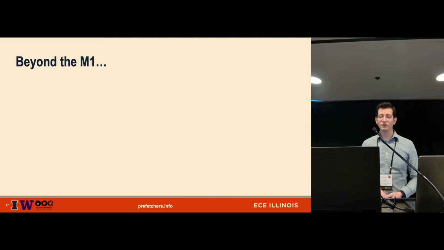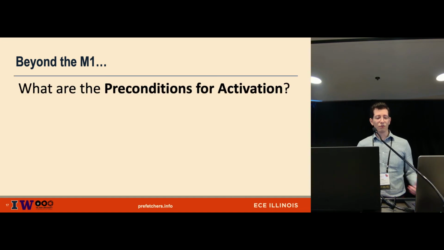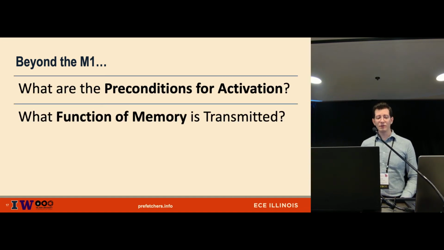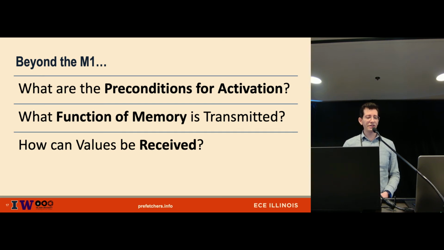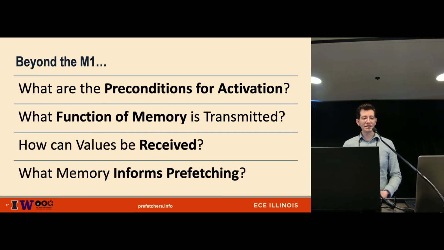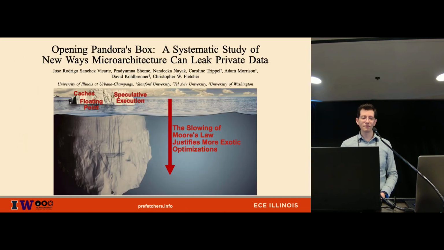Beyond the implications for the M1, our work also provides guidance for the reverse engineering and security analysis of any DMP system. Relevant axes of interest are: what are the preconditions for a DMP to activate? What function of memory values is transmitted? That is, what can leak? In the M1's case, that's pointers. How can the adversary receive the transmitted values? And what memory is accessed to inform prefetching?